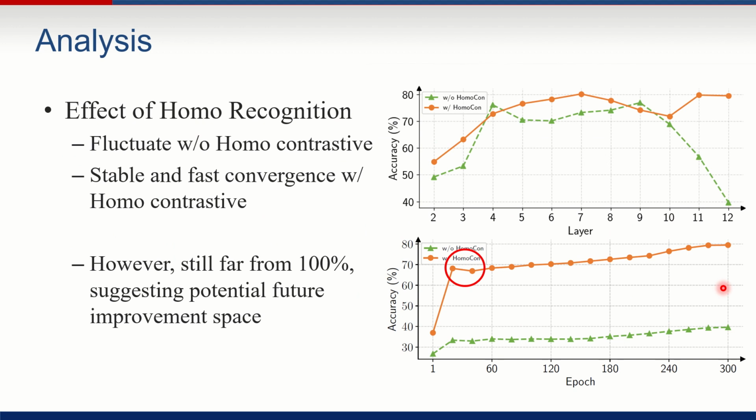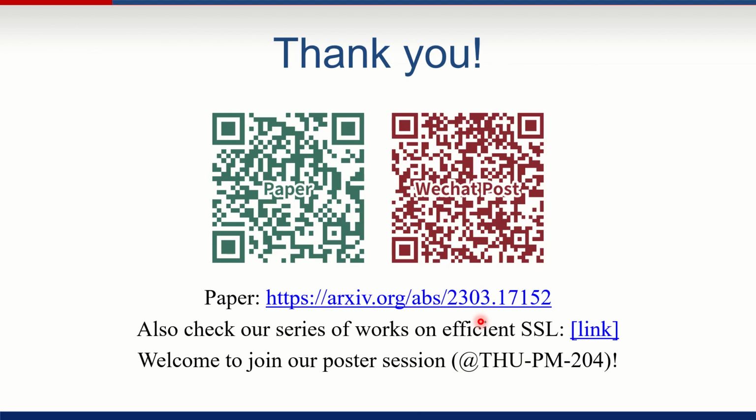We further analyze the effect of homologous recognition by visualizing the top-K sample accuracy of homologous attention among different layers and epochs. With the usage of homologous contrastive, we observe that the accuracy is significantly stabilized and remains around 70% when trained for only 20 epochs on ImageNet. However, we also notice that the accuracy is still far from 100%, suggesting that potential future improvement space still exists here.